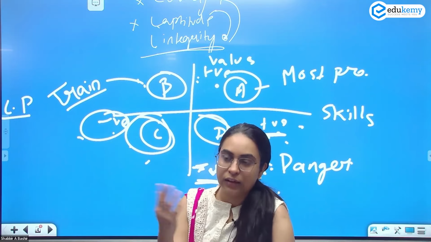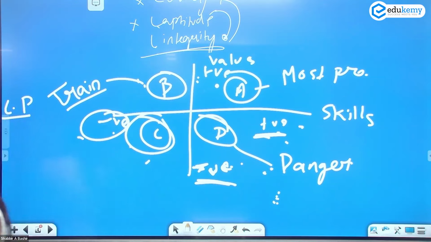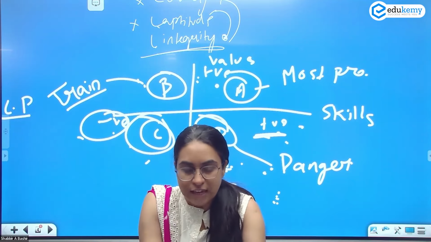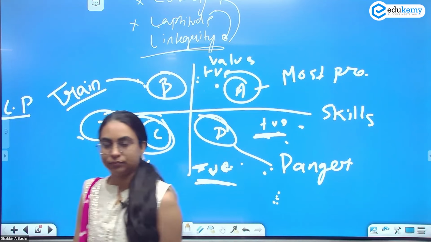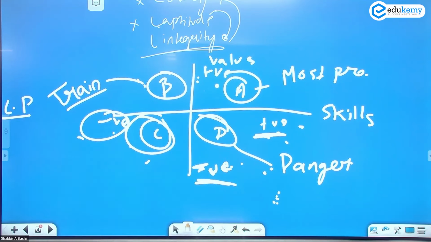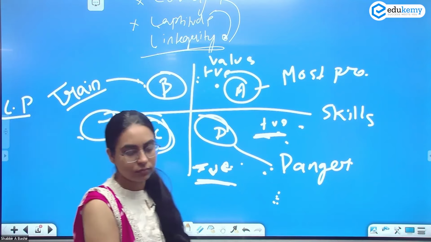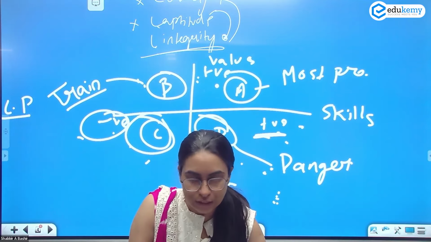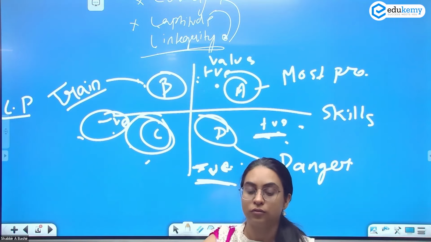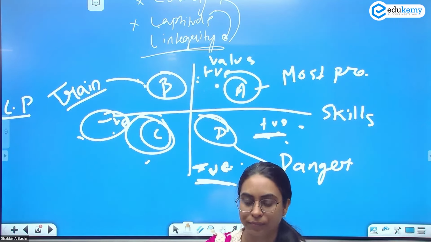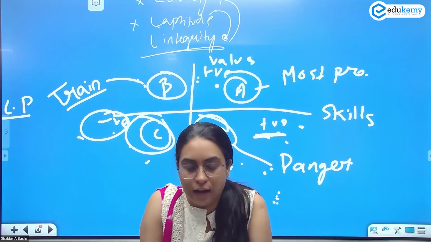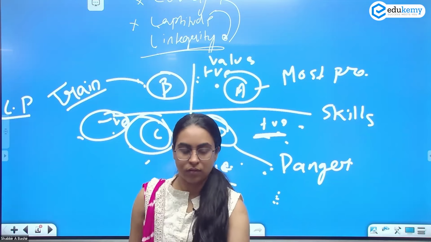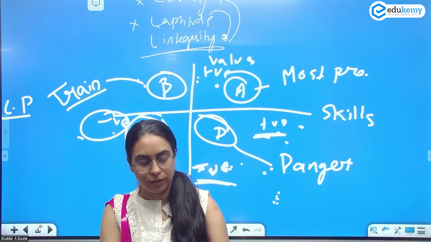ठीक है, but intelligence क्या होता है? Right, the definition of intelligence. Intelligence refers to the ability of an individual to act purposefully, to think rationally, and to deal effectively with its environment.